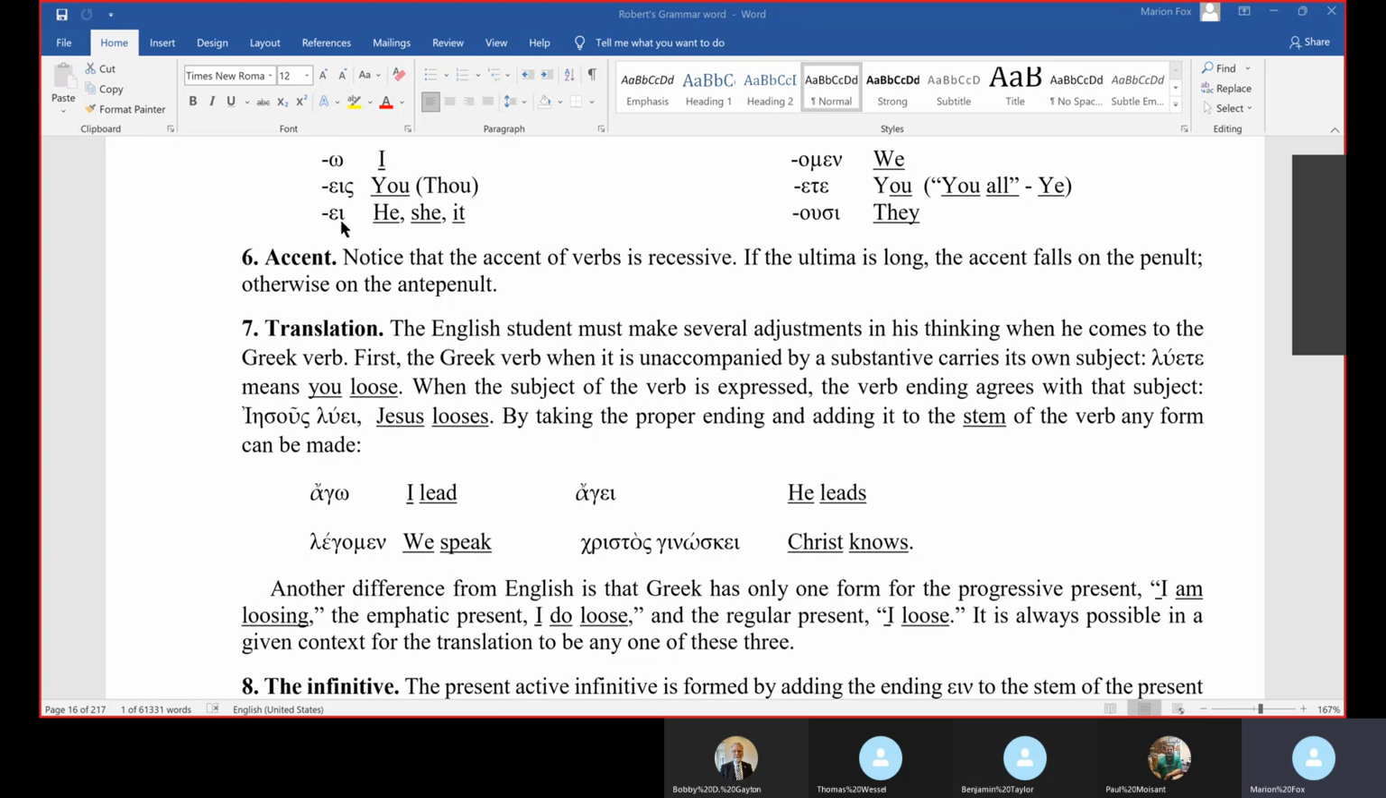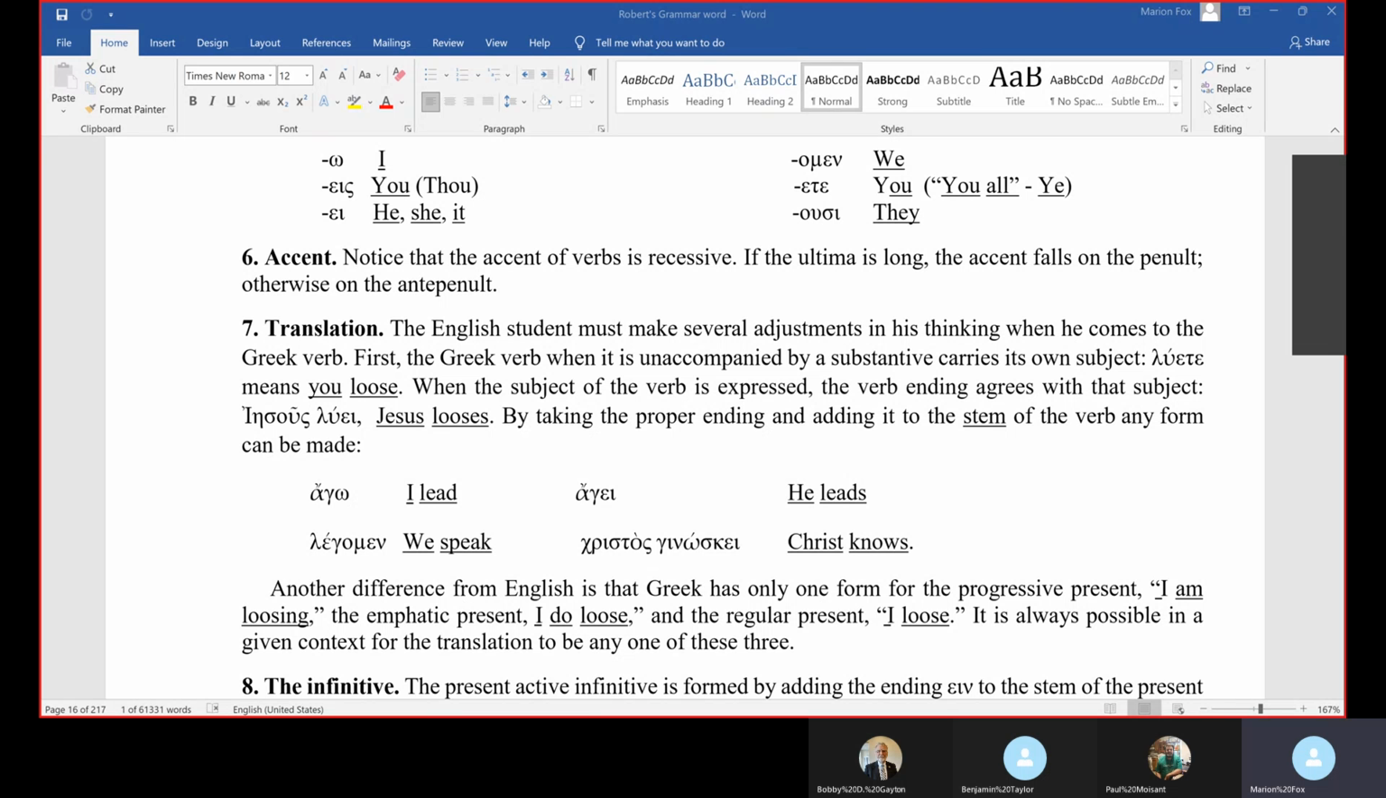Notice my mouse moved up to the top. Someone help me. What person is that? Anybody? Paul, what person is that? Third person singular. So that is Christ, Christos, he knows. That would be the literal translation. Christ, he knows. But if not good in English, we wouldn't put the he on there. We'd just say Christ knows. But it's saying Christ, he knows, is literal. Okay?